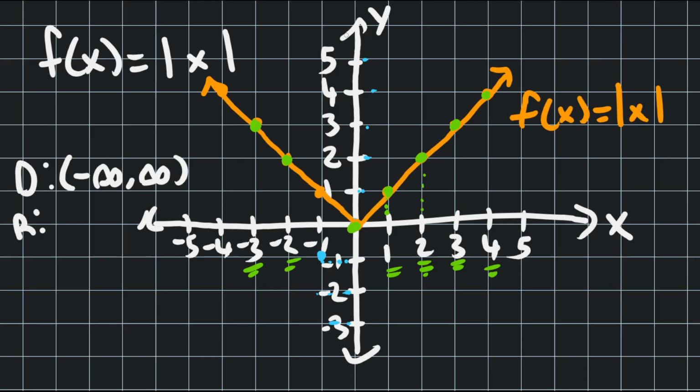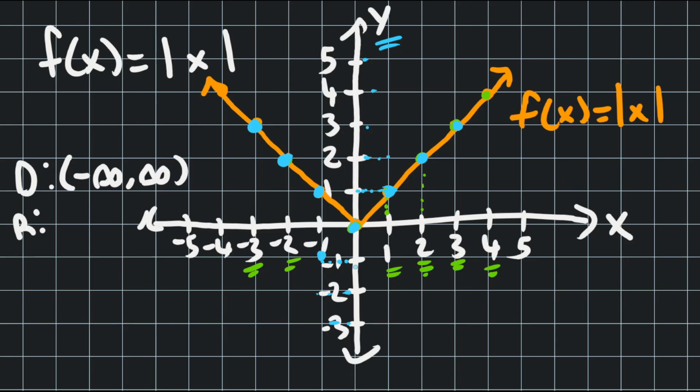Now what's the range? So for the range, we'll take a look at the y-axis. And y equals 0, so right here, it has a place for it, so y can be 0. Y can be 1, because there's a place for it right here and also right here. Y can be 2, because there's a place for it here and here. Y can be 3, because there's a place here and here. Good, so y can be all the positive numbers, and 0.